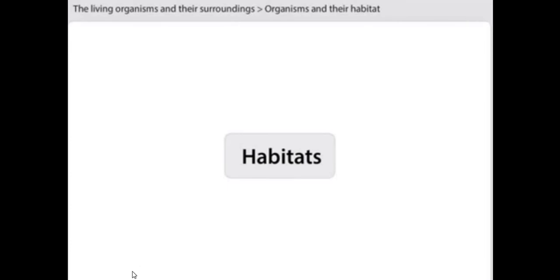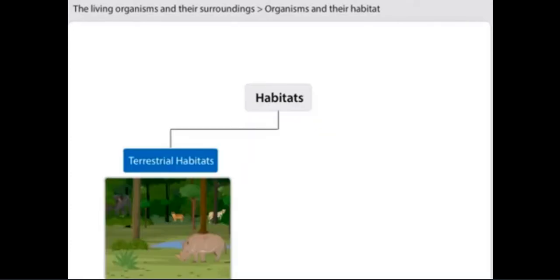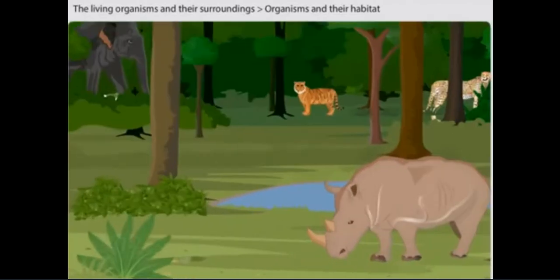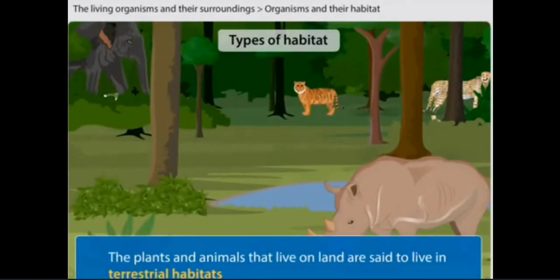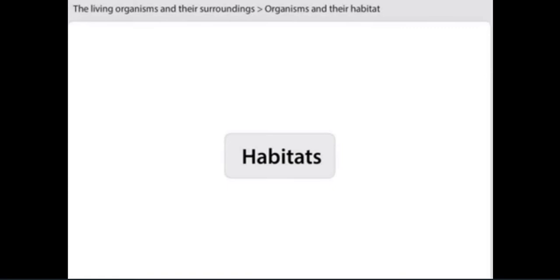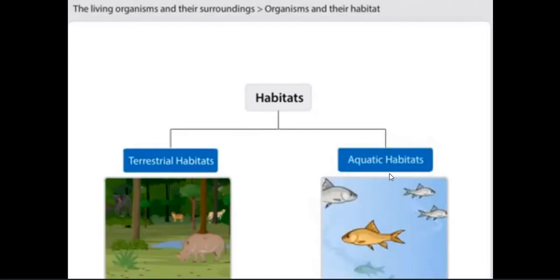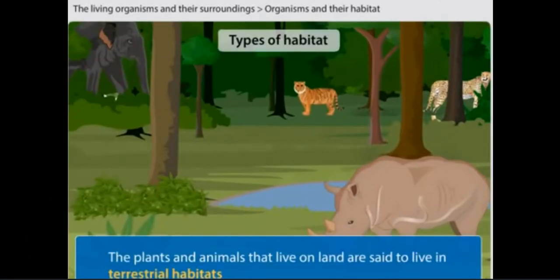Habitats, just like Earth, as Earth is divided mainly in two parts, land part and water body parts, habitat is also divided in two parts. What are they? They are called terrestrial habitat and aquatic habitat. What is terrestrial habitat? Terrestrial means land. So the plants and animals that live on land are called terrestrial habitats.